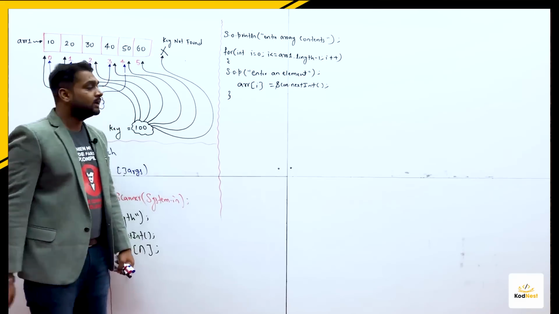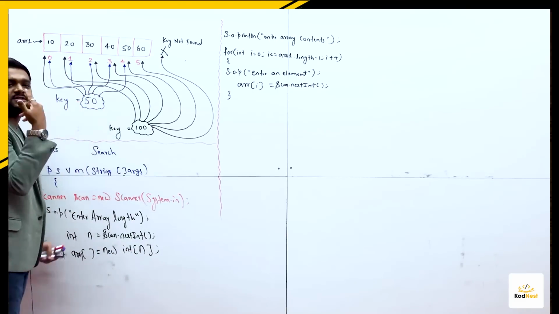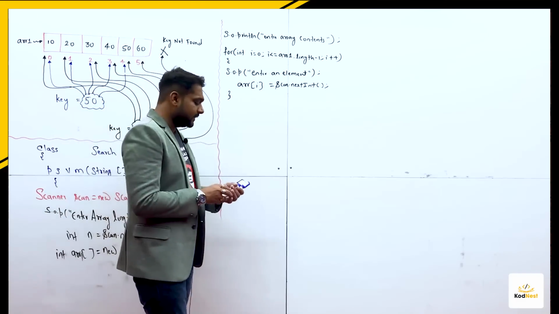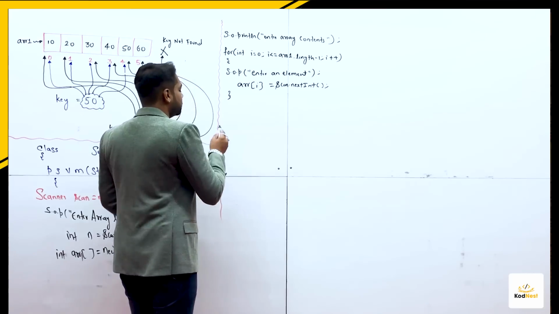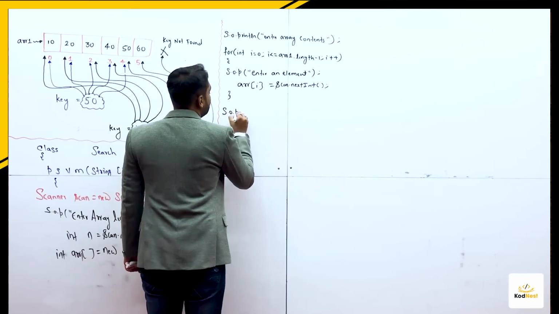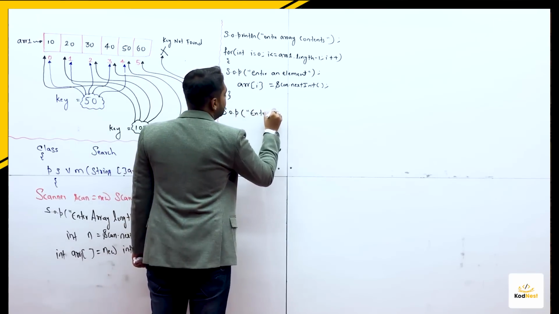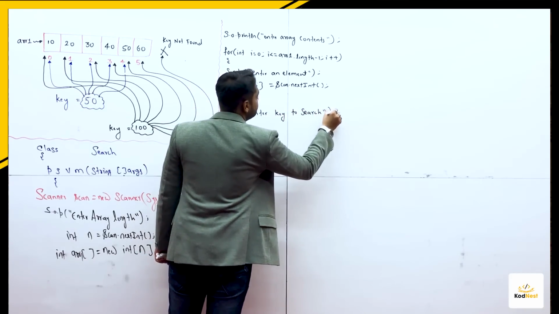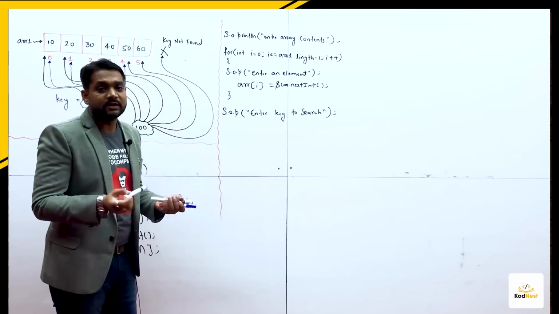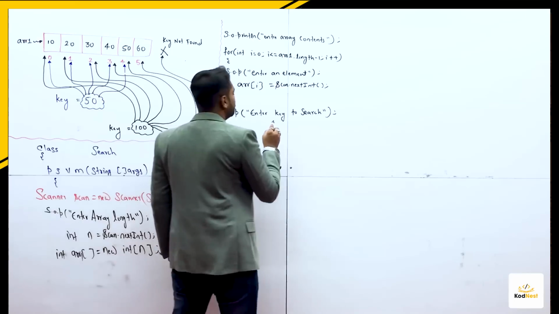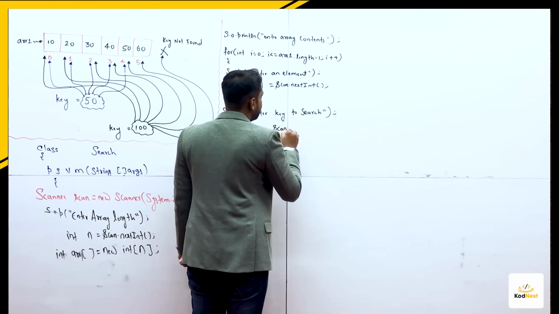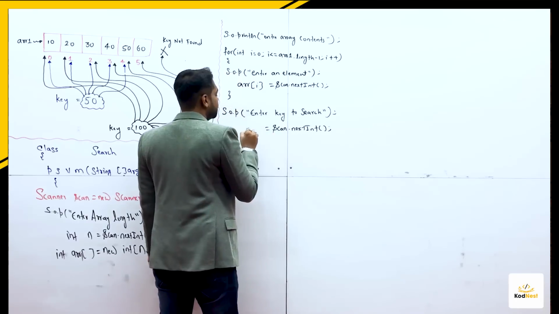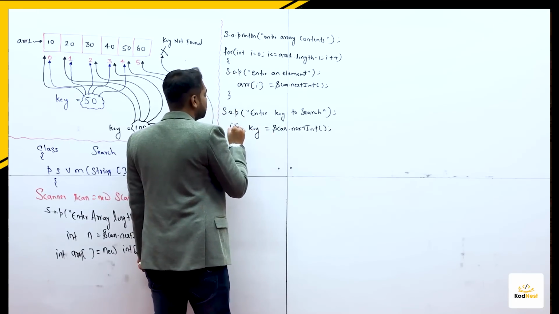Now what do I have to do? I have to ask what key I have to search inside that array. So that is what I would tell. System.out.println("Enter key to search"). By seeing this message, the user will enter the key to search. I have to collect it by telling scan.nextInt, and I would store it in a variable called key, which is of type integer.